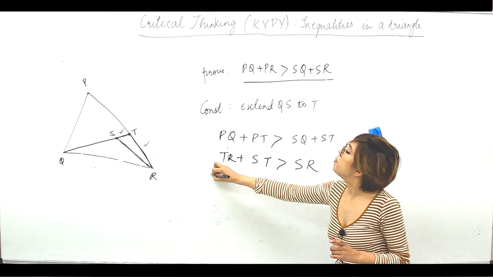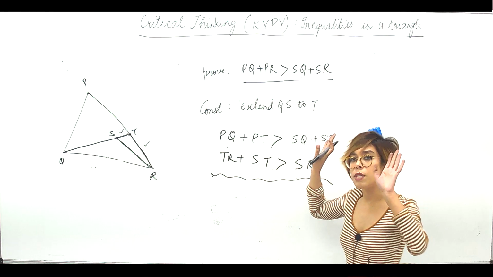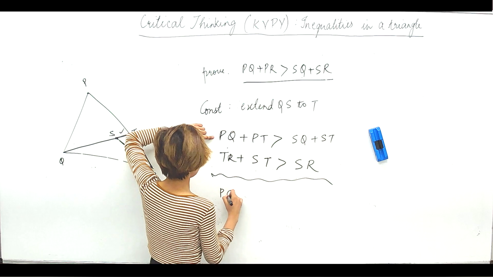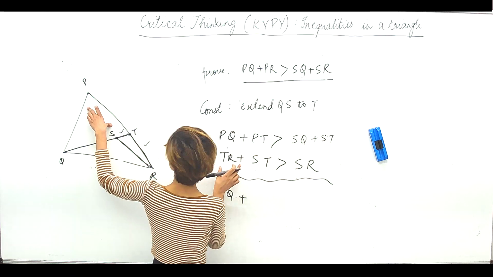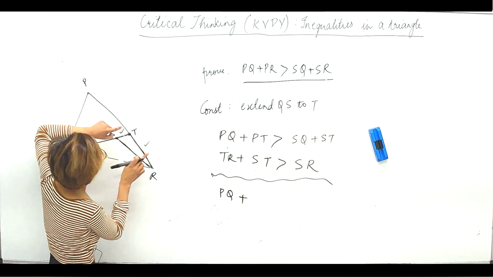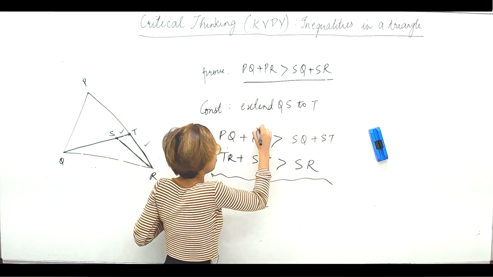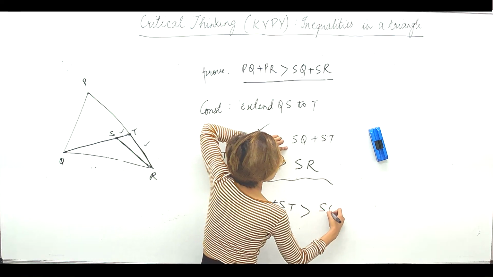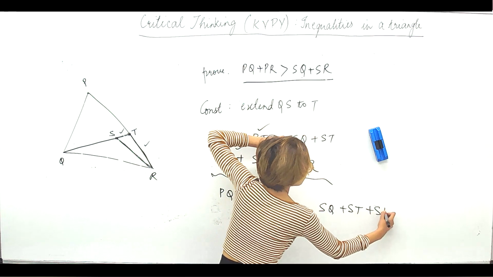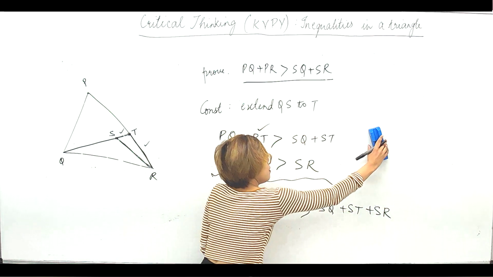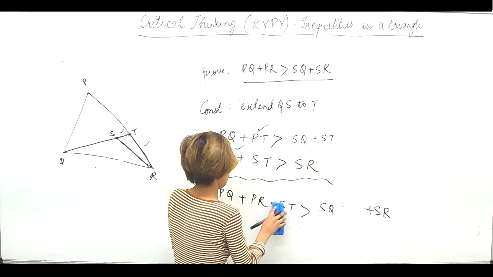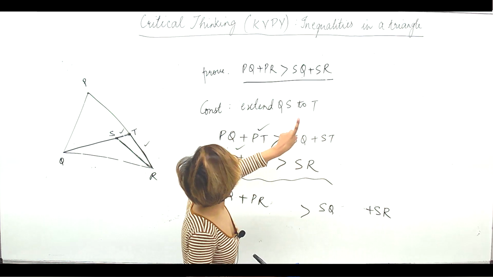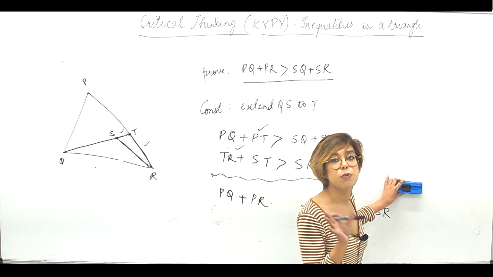I think we know what to do, don't we? Add the two inequalities now. Right? So PQ plus PT plus PR आएगा, right? PT plus TR, which is nothing but PR. Combined plus ST greater than SQ plus ST plus SR. Oh, ST cancel. Great, perfect. आ गया मेरा आंसर. PQ plus PR greater than SQ plus SR. क्या प्रूव करना था? हाँ, same. And proved.